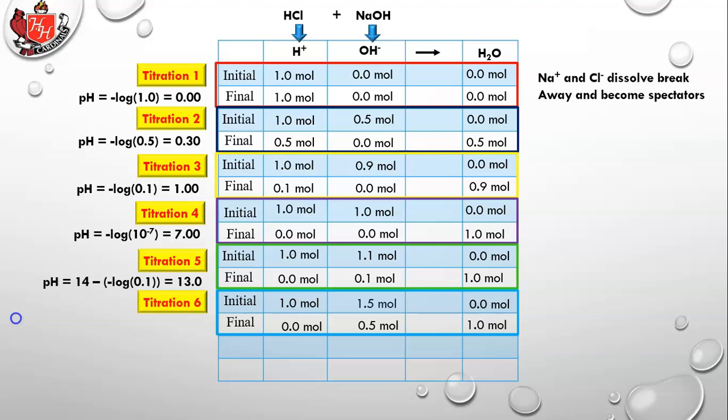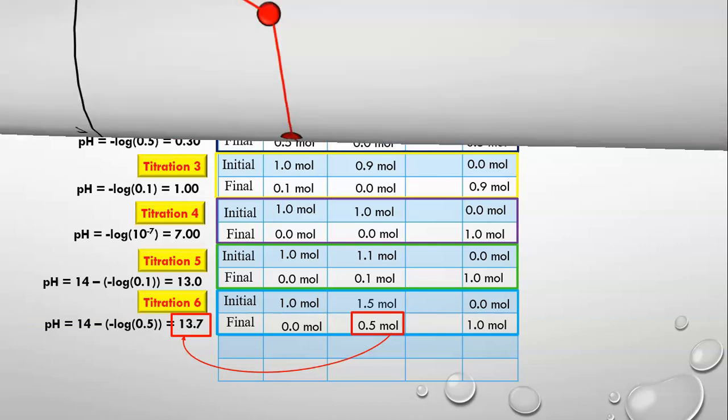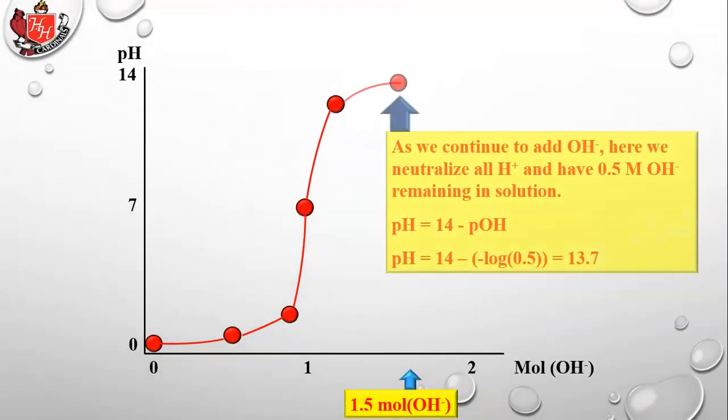So now we're going to calculate the pH the same way we did before. We're going to calculate first the pOH and subtract it from 14. 14 minus that pOH is going to equal 13.7. So now we go over to our chart and we're going to plot that. There's 13.7 at 1.5 moles of OH minus.